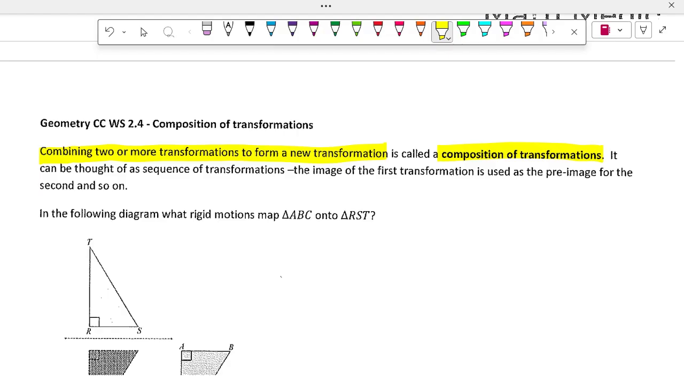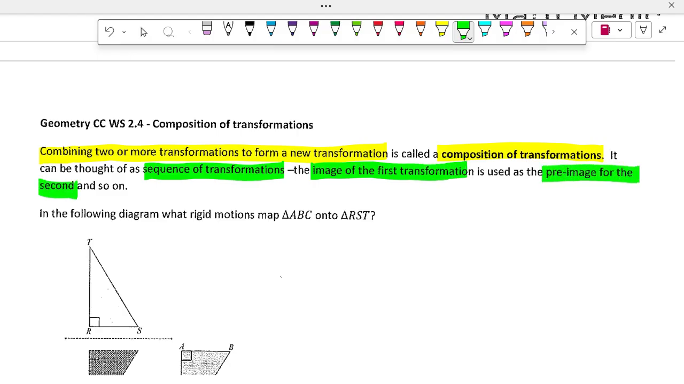So it can be thought of as a sequence of transformations. So the image of the first transformation is used for the pre-image of the second, and so on. All right.